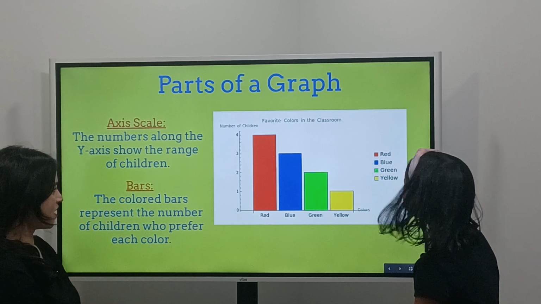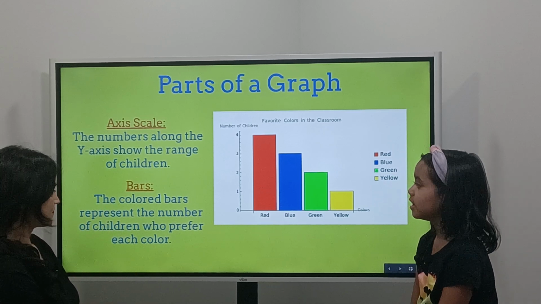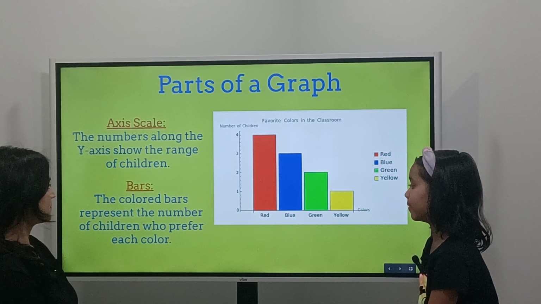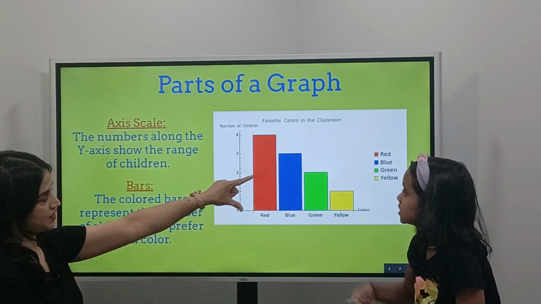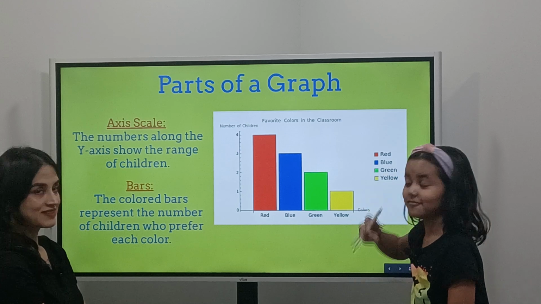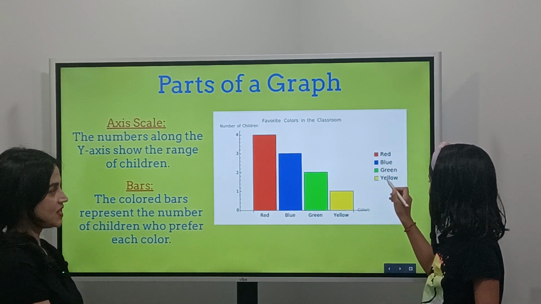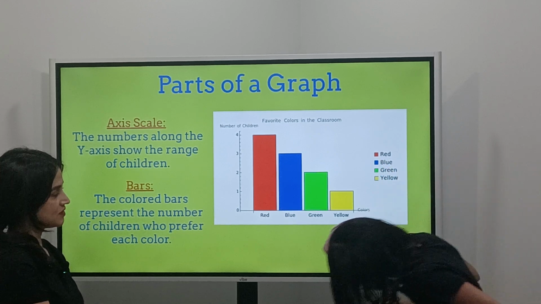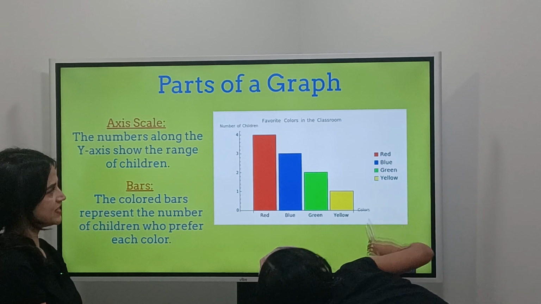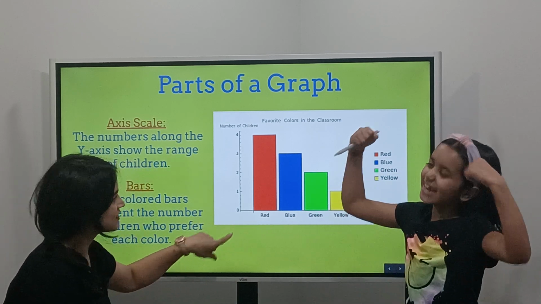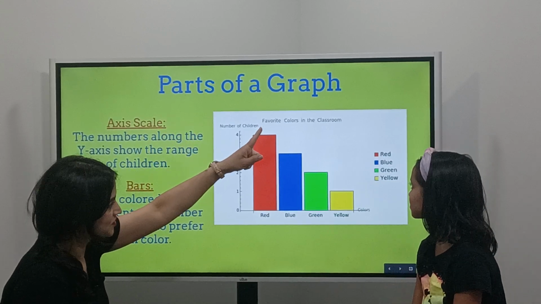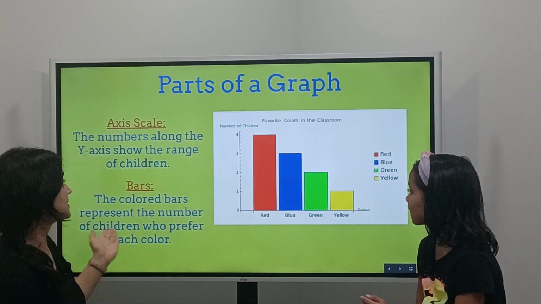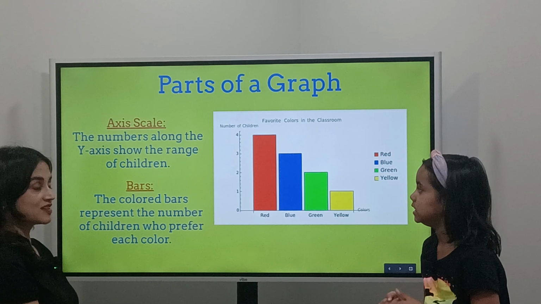Bars. The colored bars represent the number of children who prefer each color. So red color means red. Wow, so many things to learn, Lena. So x-axis, y-axis, title of the graph, and then colors, the number of children, axis scale, and bars.